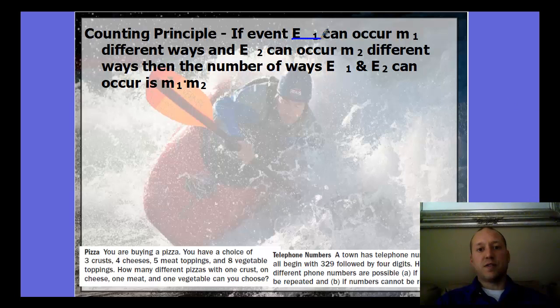So if I have different events, event 1 and event 2, the number of ways that both events can occur is found by multiplying m1 times m2, if those are the numbers of ways e1 and e2 can occur.